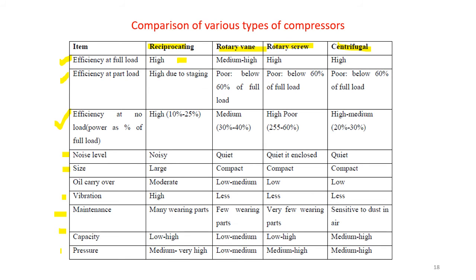Wherever noise is considered, reciprocating compressors are noisy, rotary vane type compressors are very quiet, and rotary screw types are specially used in applications where you require absolutely quiet operation, that is, quite enclosed. The size for reciprocating compressor is large. Rotary vane type compressors are compact, rotary screw type is also very compact, and centrifugal compressor is also compact. The vibration level in reciprocating compressor is very high, whereas in other types it is less.